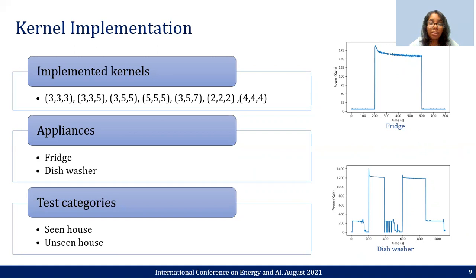We define various training and testing protocols, which involve the two appliances, fridge and dishwasher, which show different energy signals, which can be viewed in these figures. In addition, we define two test categories known as seen house and unseen house. In seen house, the data of the same house was used for both training and testing, whereas in the unseen house, the training and testing of the CNN was conducted on data of two different houses.